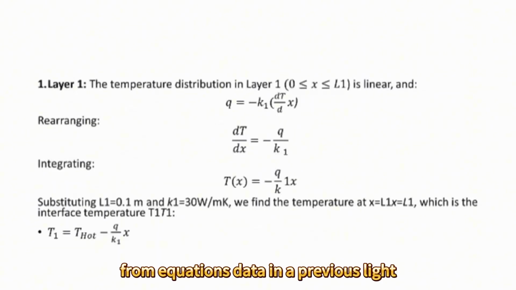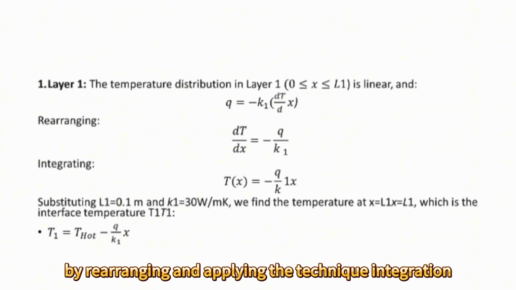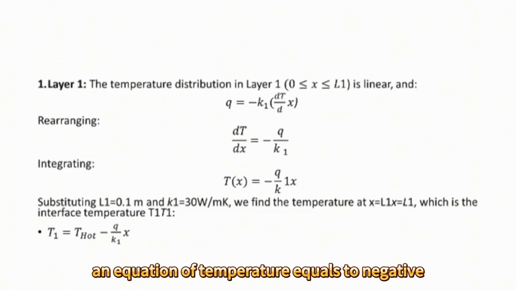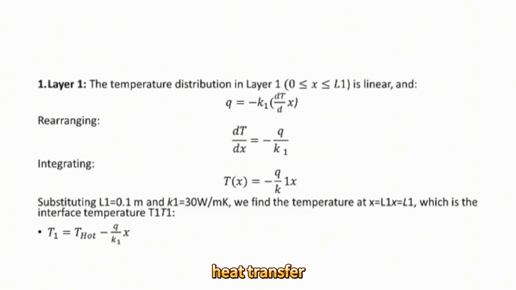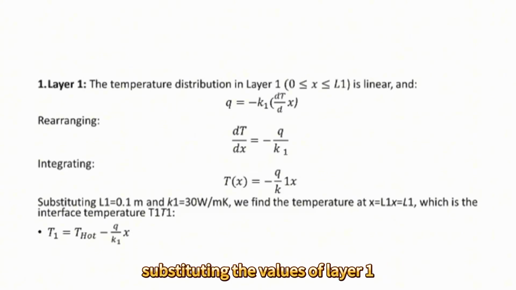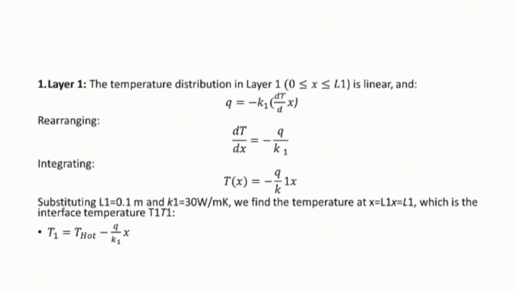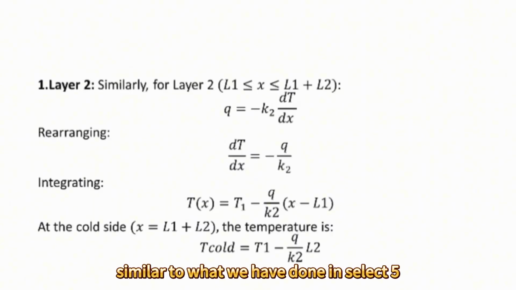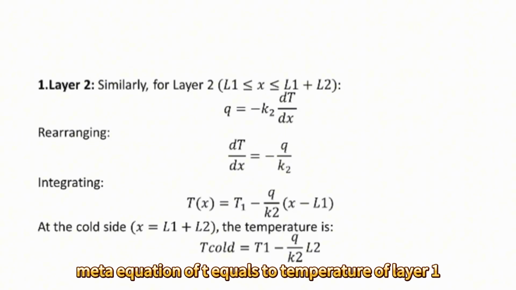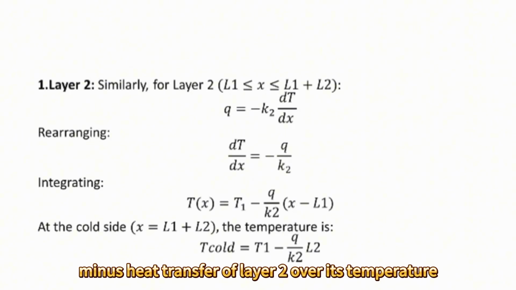From the equation stated in the previous slide, by rearranging and applying the technique of integration, we will be able to obtain an equation of temperature equal to negative heat transfer rate multiplied by x over the thermal conductivity. Substituting the values of layer 1 given in the question, we find the equation of temperature equals the temperature of hot minus Qx over K for layer 1. Similar to what we have done in slide 5, applying rearrangement and integration, we get the temperature of the cold side by the equation T equals temperature of layer 1 minus heat transfer of layer 2 over its thermal conductivity.